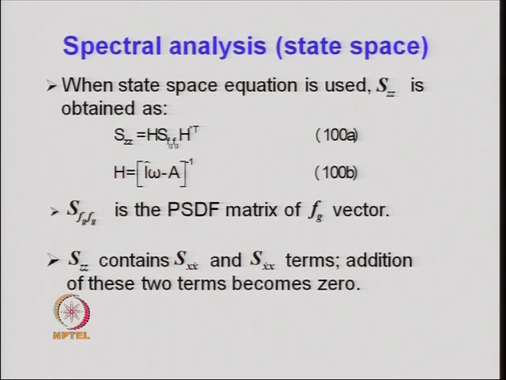Now, what we have to obtain is the S_Fg matrix, that is the power spectral density function matrix of vector Fg. Once we find the S_Fg matrix, we can plug that matrix over here, and H omega can be computed from this equation because the A matrix is explicitly known. By inverting this matrix, we can get the FRF, or the frequency response function matrix H.